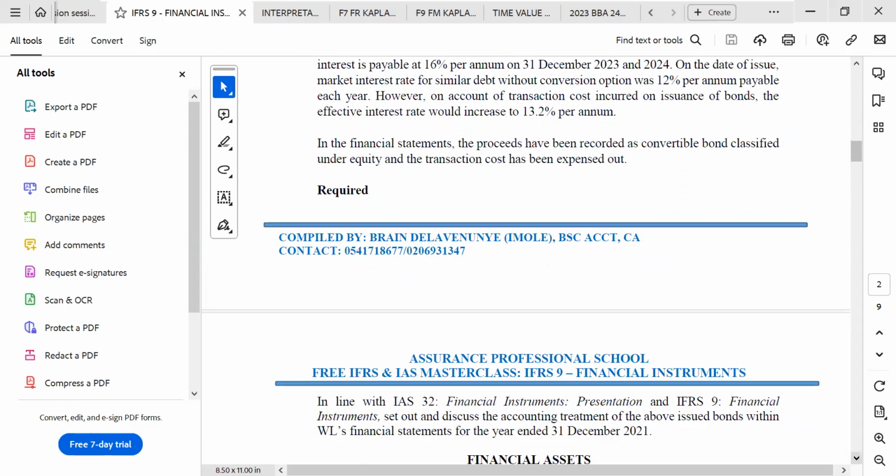In line with IAS 32, Financial Instruments: Presentation, and IFRS 9, Financial Instruments, set out and discuss the accounting treatment of the above issued bonds within WL's financial statement for the year ended 31st December 2021.